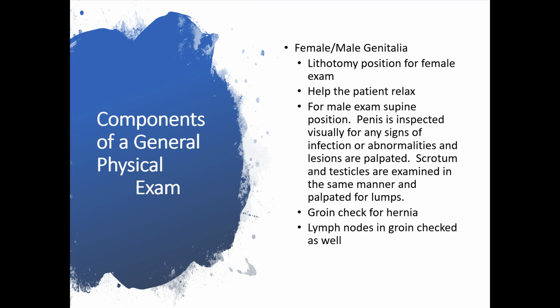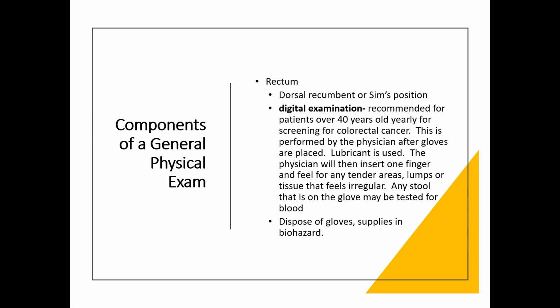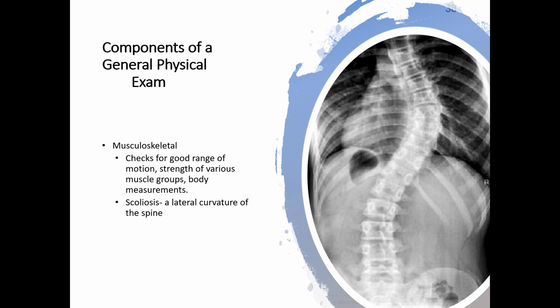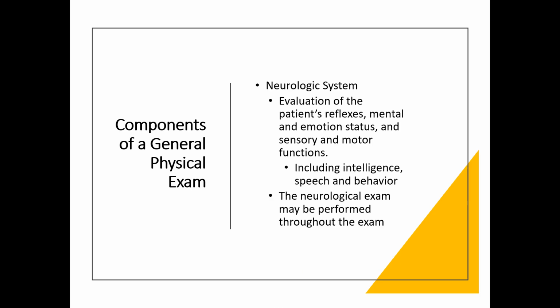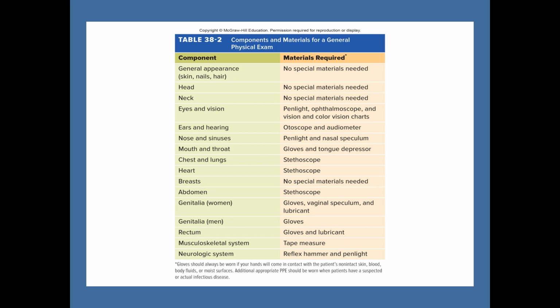They'll also do an examination of the genitalia, whether it's male or female. Rectal exam, a musculoskeletal exam, checking the muscles. A note here, scoliosis is a lateral, meaning to the side, curvature of the spine. They might do a neurologic exam to check reflexes. This table is a nice table to look at because it does tell you the component of the exam as well as the materials or the supplies that you would need in order to perform that exam.